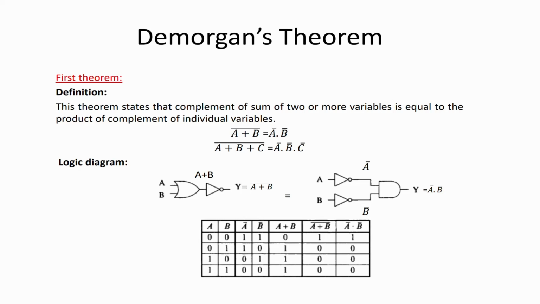So it's about De Morgan's theorem. There are two theorems, first theorem and second theorem. This is the first theorem, what it states. So this theorem states that the complement of two or more variables is equal to the product of complements of the individual variables.